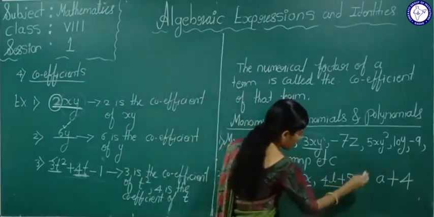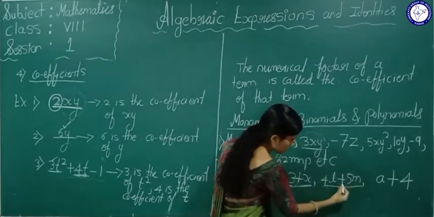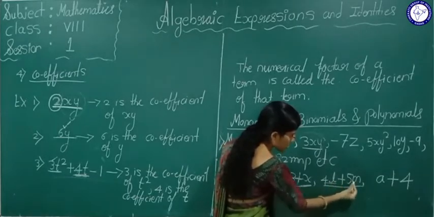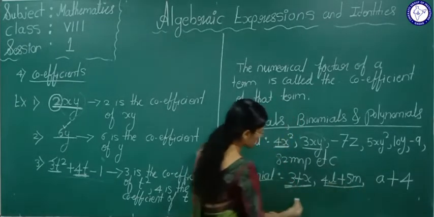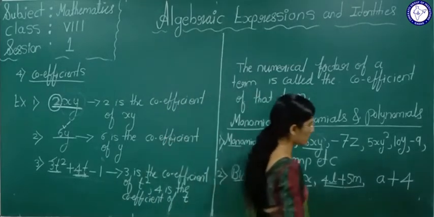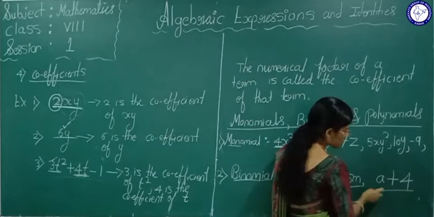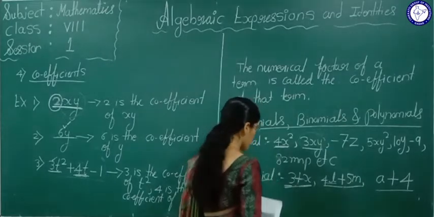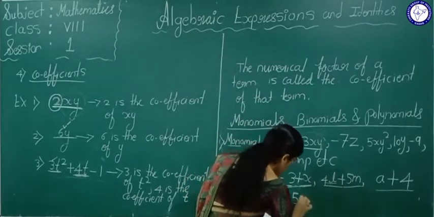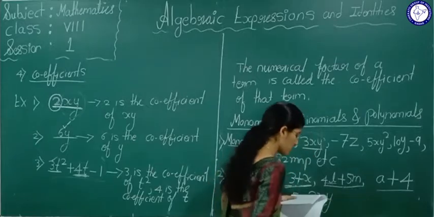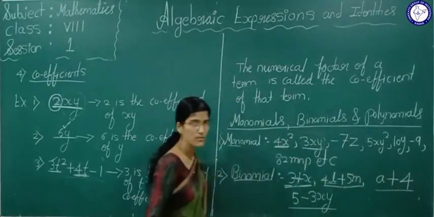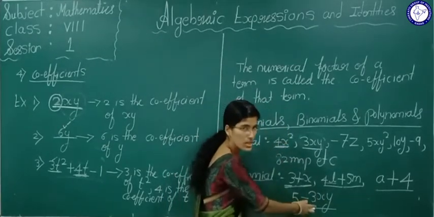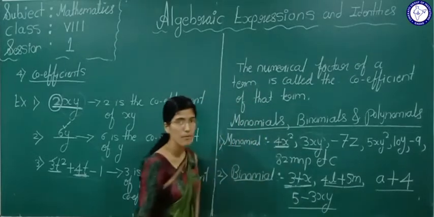Now see here, this is also an algebraic expression. Here plus is there, so this is one term, this is one term. How many terms are there? Two terms are there. An algebraic expression containing two terms is called a binomial. Like that, one more example, a plus 4. This is an algebraic expression. How many terms are there? 1, 2. Okay. Like that we will write a few more examples. 5 minus 3xy. How many terms are there here? 2. Which are those? 5 and 3xy. Two terms are there, so this is a binomial.